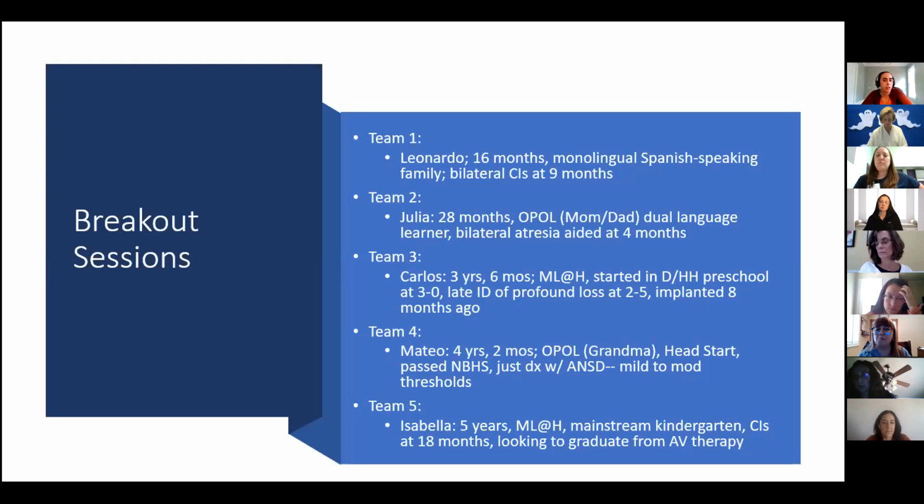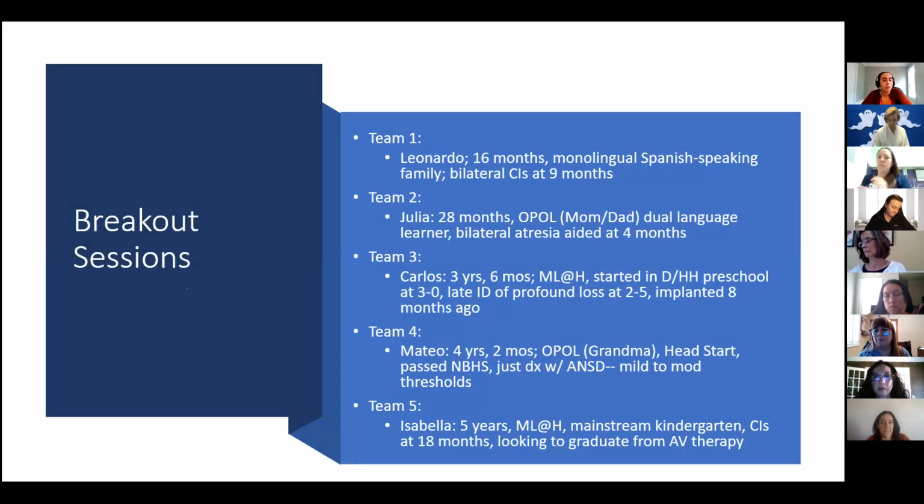Team 3, Carlos, he's 3.5, minority language at home. He started 6 months ago in a deaf and hard of hearing preschool, but he had a late ID of profound loss at 2.5. So he was identified about a year ago and implanted 8 months ago. What would you give him? Then we have team 4 with Mateo. He's 4 years, 2 months. His parents speak English to him and he speaks Spanish with grandma. He's in Head Start. He passed his newborn hearing screening, but was just diagnosed with ANSD, mild to moderate thresholds.